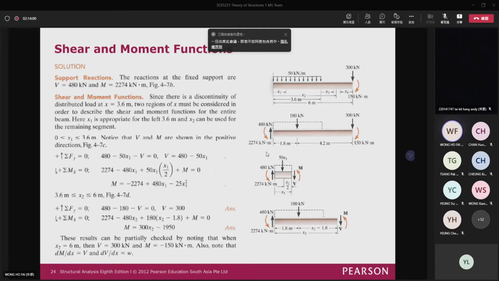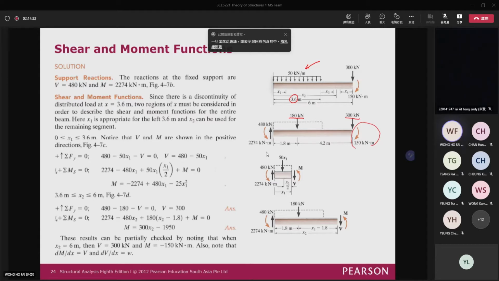So from here, again, first of all, we need to find the support reactions. And then you can see that we have 50 kN per meter as the applied load on the top of the beam. So if you have 50 and you times 3.6, actually it is the total load. It is equal to 180 kN here. And then at the end of the beam, it is equal to 300 kN pointing downward. And then there's a couple moment equal to 150 kNm.